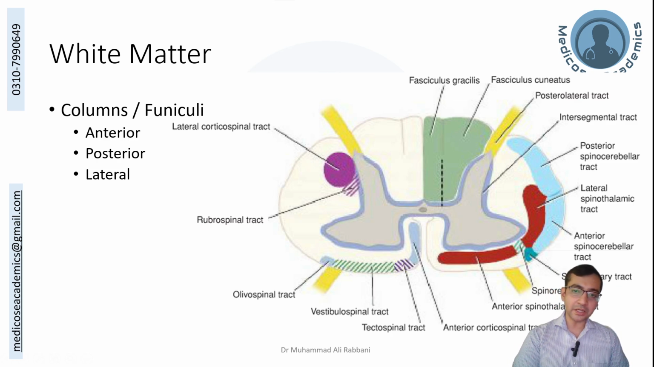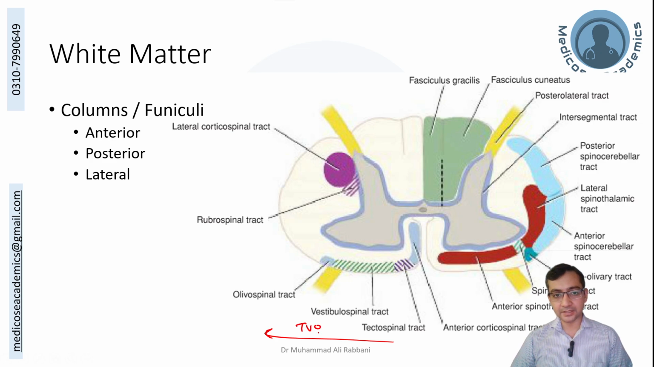On the other half, on the motor aspect, actually each half contains both of them; to simplify the picture and avoid crowding, they are shown like this. The two major tracts are the corticospinal tracts, the lateral corticospinal tract and the anterior corticospinal tract. Then there is the rubrospinal tract just in front of the corticospinal tract, and then there are the tectospinal, vestibulospinal, and olivospinal tracts. It makes it easier to remember: TIVO.